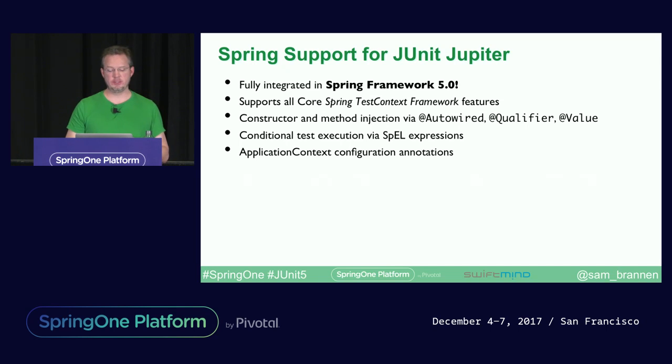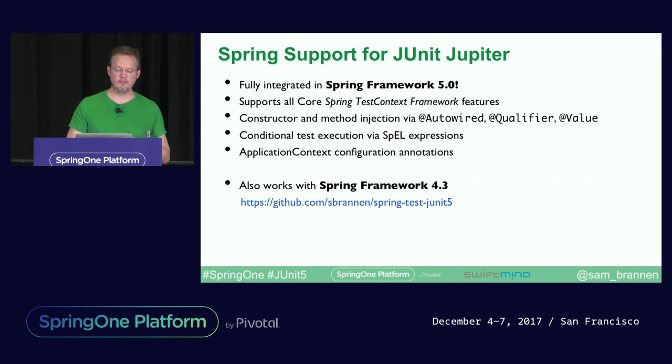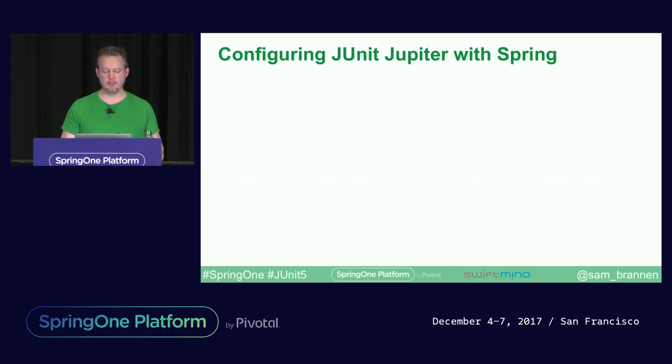Also, we have some new annotations for configuring the application context and combining that with JUnit Jupiter at the same time because of the new meta annotation support. So if you're on Spring 4.3, which I assume a lot of people probably are, you can actually use most of the support, all of it except for the conditional test execution is available as well. Unofficially, it's not published anywhere, but it's in my GitHub repository, and if you want to access that, you can use JitPack. There are instructions in the README there for how to use that in Gradle or Maven, so there are actually people using the JUnit Jupiter support with Spring 4.3 as well.